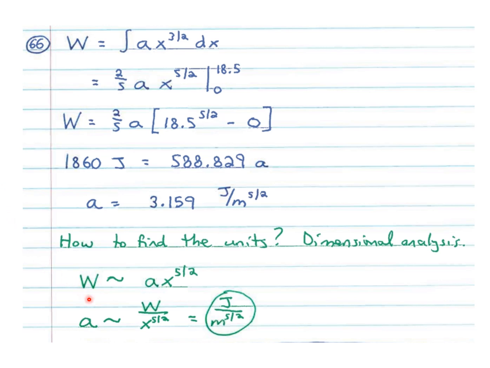And we know that work is proportional to a times x to the 5/2 power, because we see that up here in the second line. So if we want to solve for a, we can say a is proportional to work over x to the 5/2, and then we think, what are the units on that? Well, that'll be joules over meters to the 5/2 power.